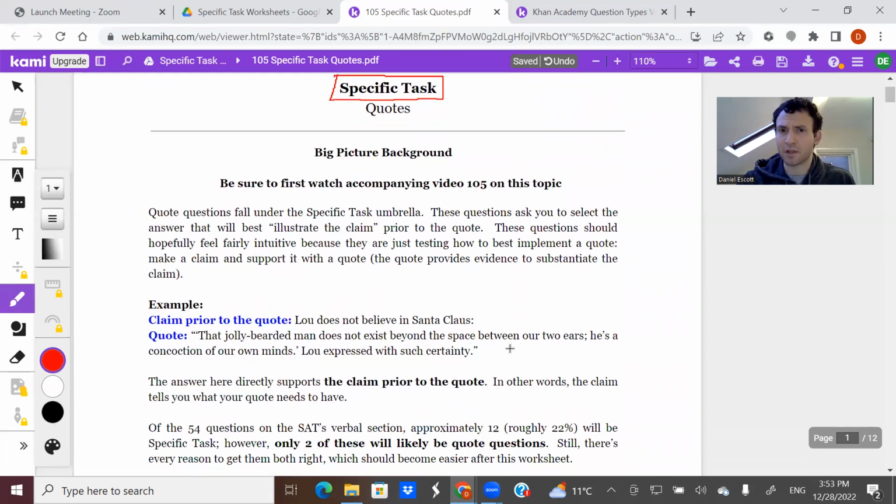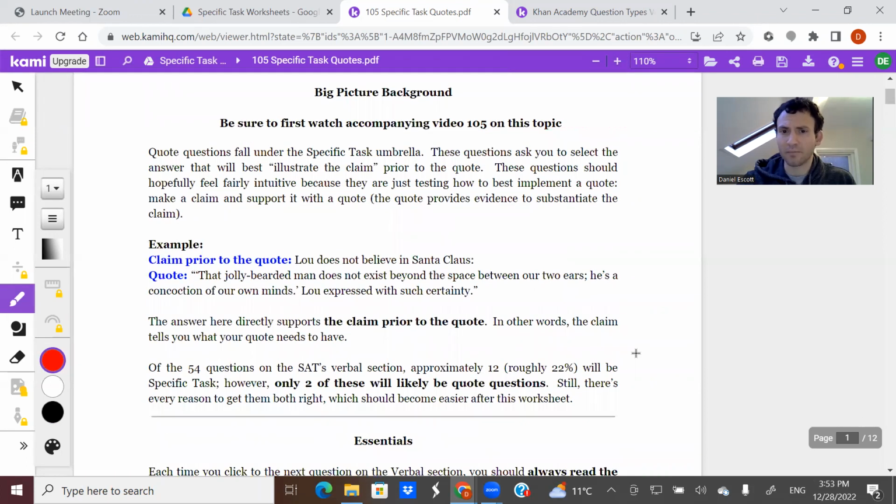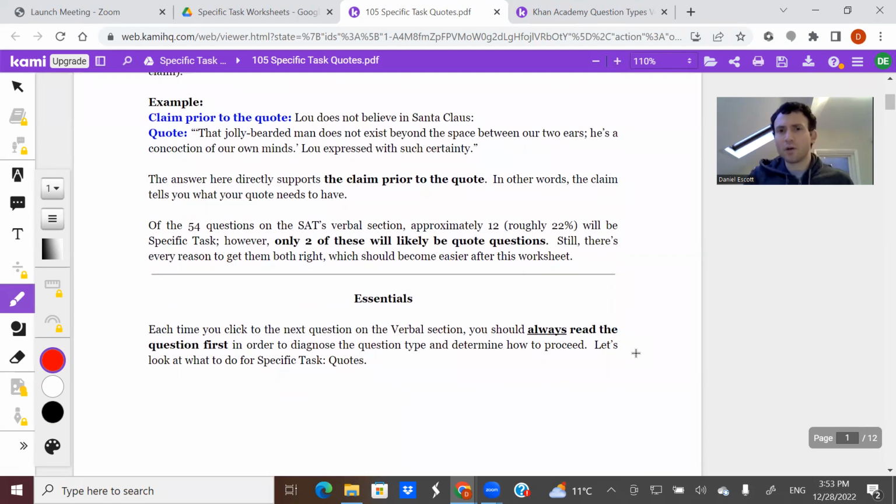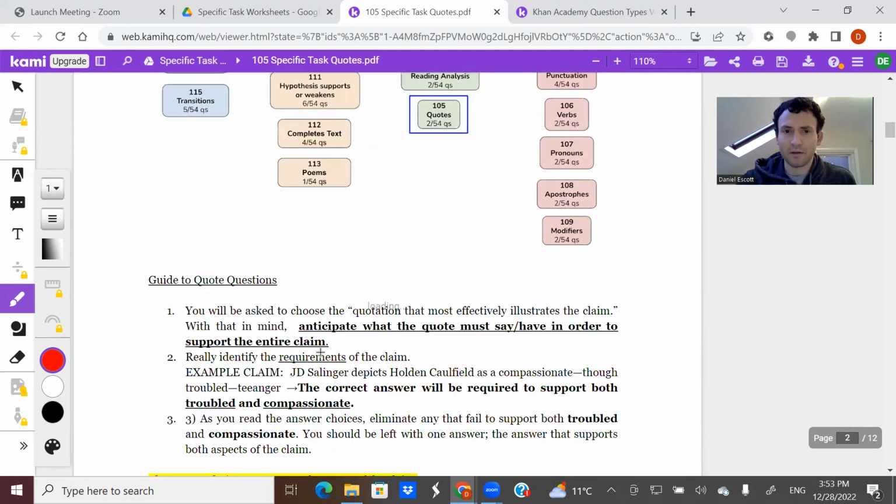And you only get a couple of these a test, maybe 2 out of 54 questions. So it's good to have good technique and make sure you get them right. But anyway, an example would be, I'll give you a better one than that one.